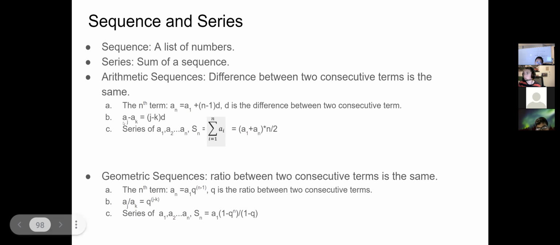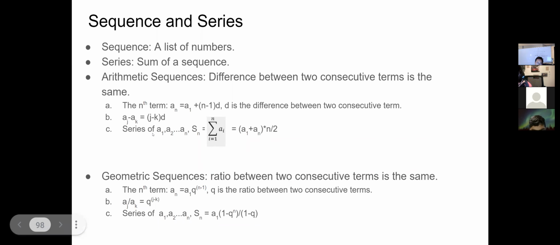And for any two terms, the difference would be their index difference times d. The first formula is actually a special case of this: if you put j as n and k as 1, that's exactly the first formula.